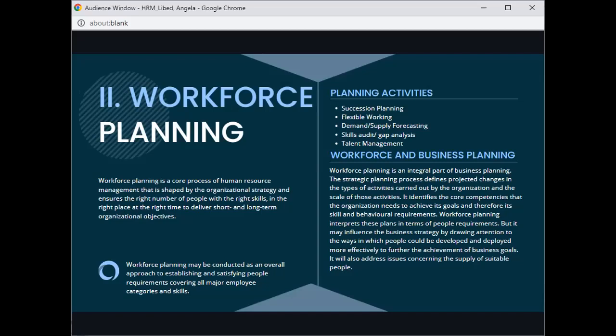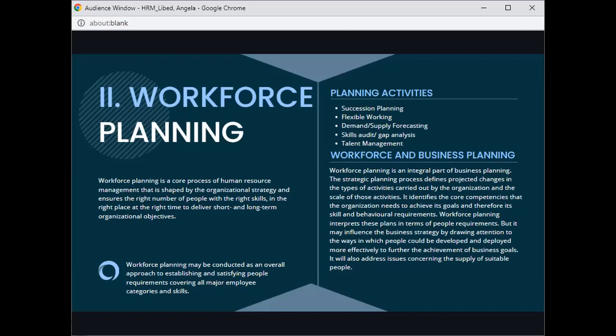Workforce planning today covers a wider range of activities, and the top five planning activities were succession planning, flexible working, demand and supply forecasting, skills audit or gap analysis, and talent management. The link between workforce and business planning is that workforce planning is an integral part of business planning. The strategic planning process defines projected changes in the types of activities carried out by the organization and the scale of those activities. It identifies the core competencies that the organization needs to achieve its goals and therefore its skills and behavioral requirements.